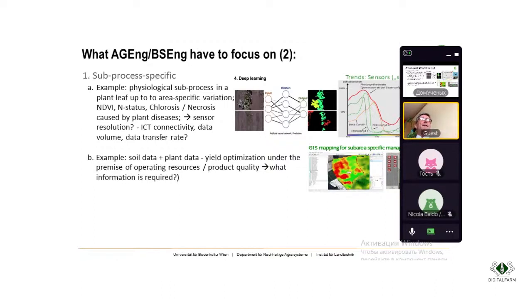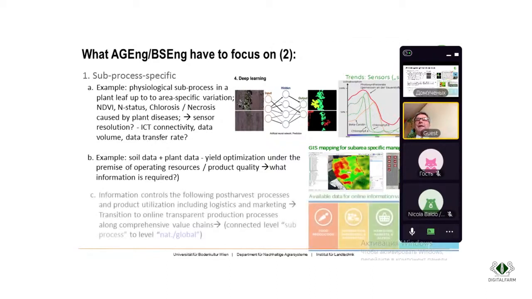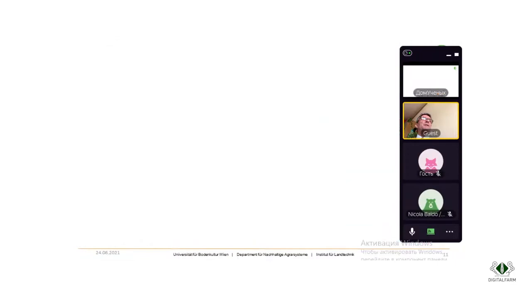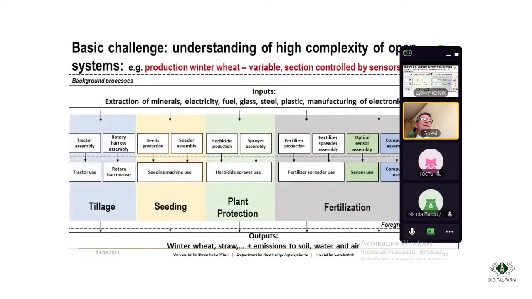And with the ICT connectivity, the interesting developments in the huge increase of data transfer rates which are available, we can open completely new doors in online processing from fields on several locations. Or the same, next, on the sub-process specific level, please, the next step or slide.